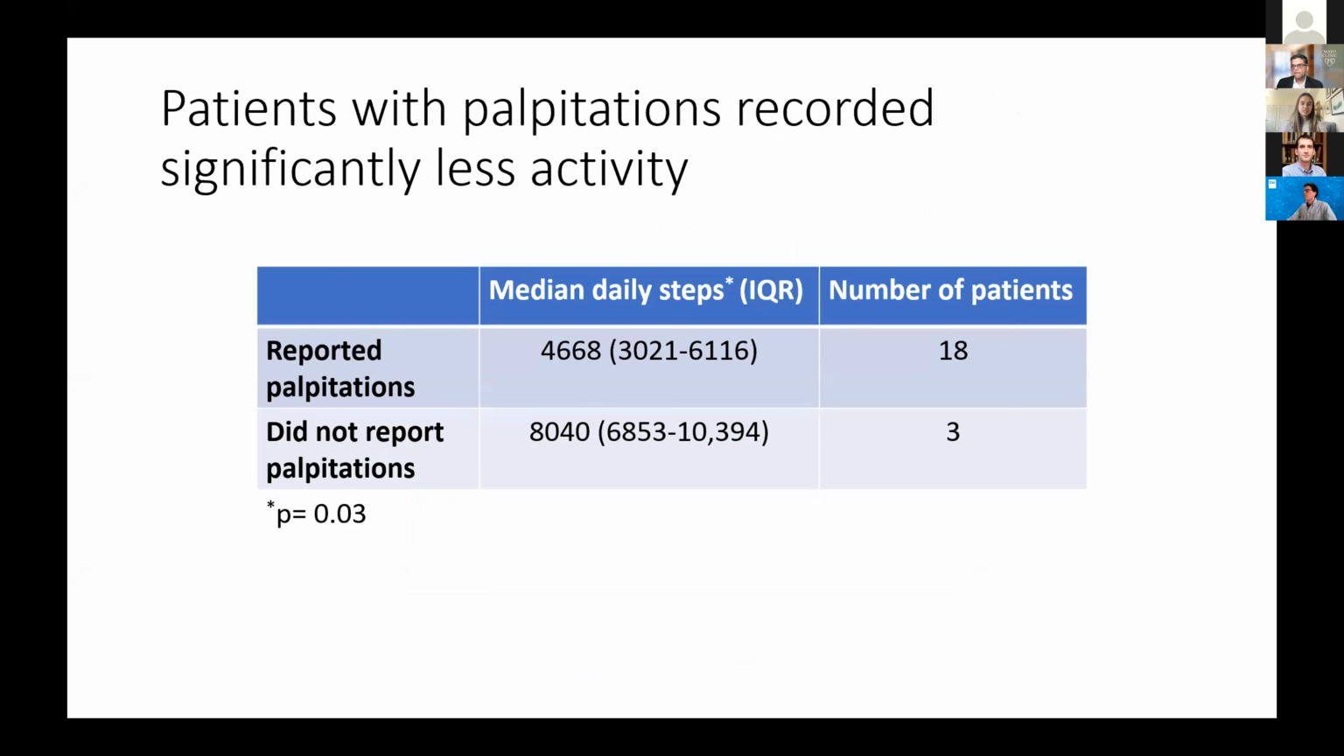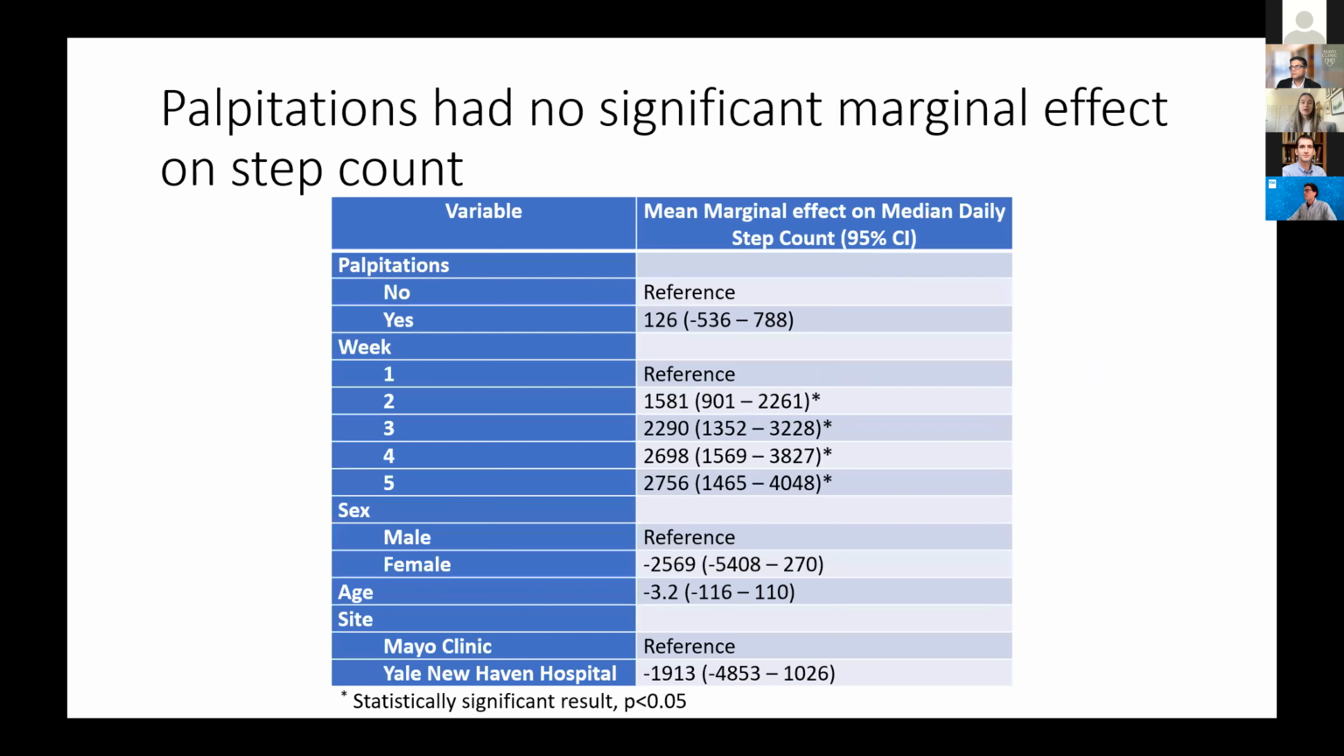For ablation patients, 18 of them reported palpitations at least once over the 5 weeks, and 3 reported no palpitations. We found that those that did report palpitations had a significantly lower median daily step count overall than those that did not report palpitations. Next slide.